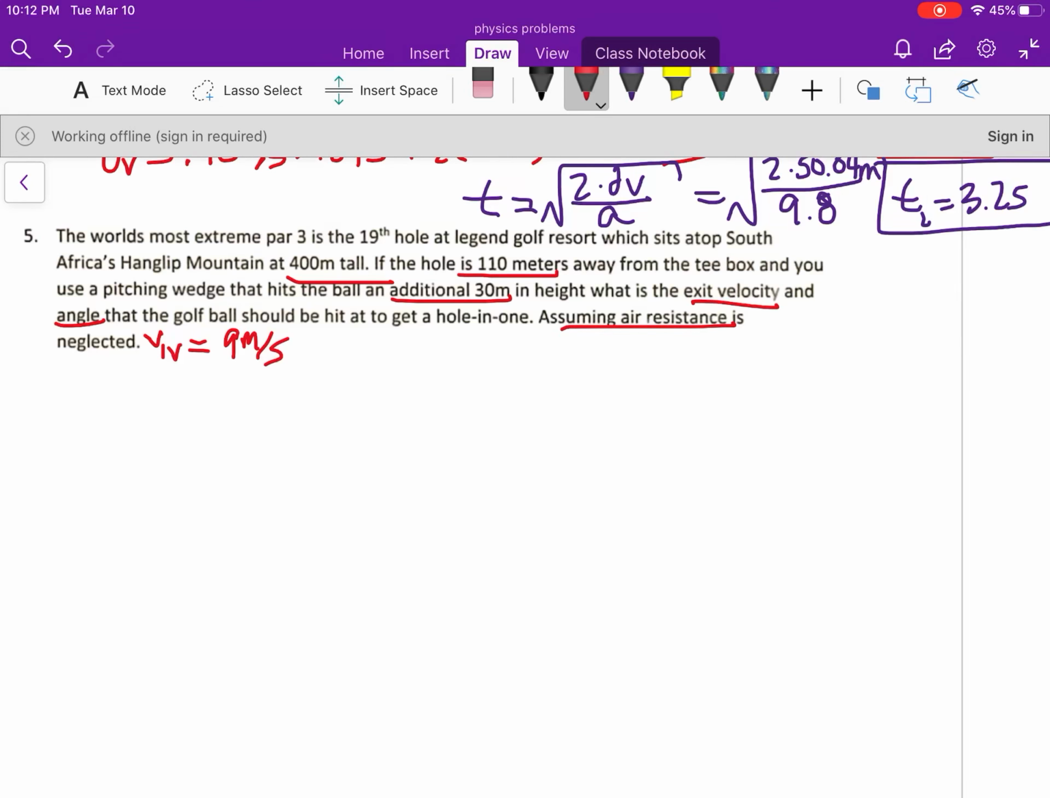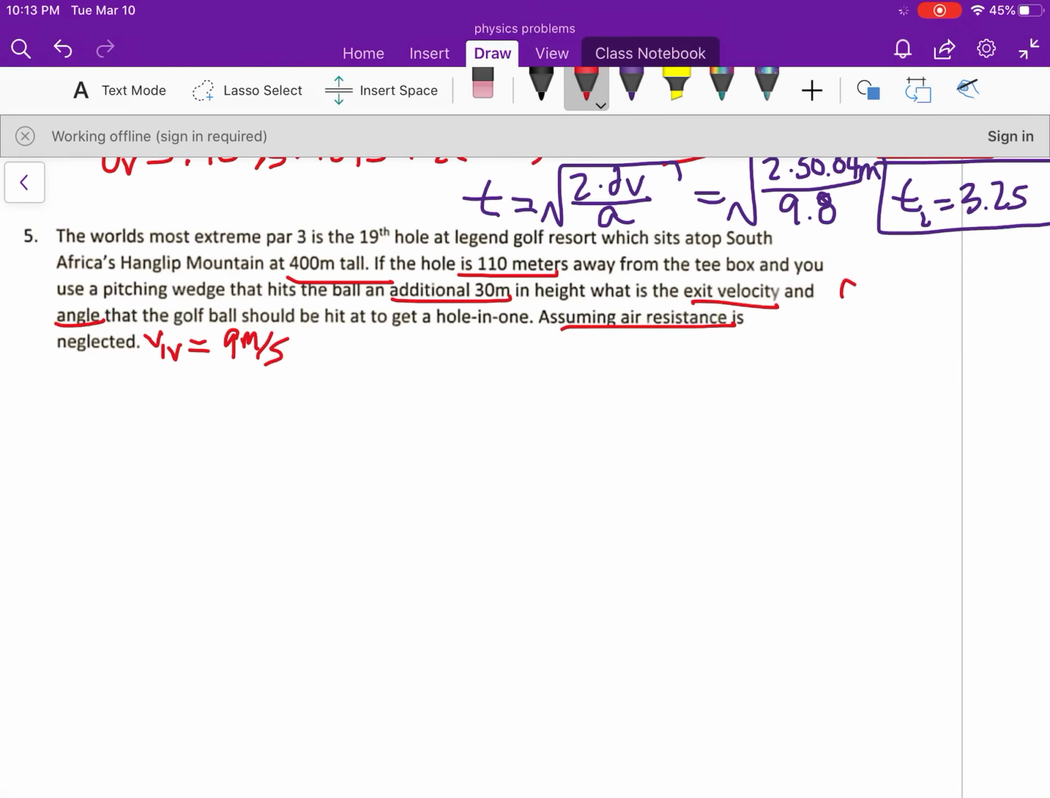And we're assuming air resistance is neglected. This should kind of always be implied in this Physics 1 course, that we're neglecting air resistance. But this time we added that information just to make sure that none of you golf pros are thinking about how the wind and everything is going to affect this shot.